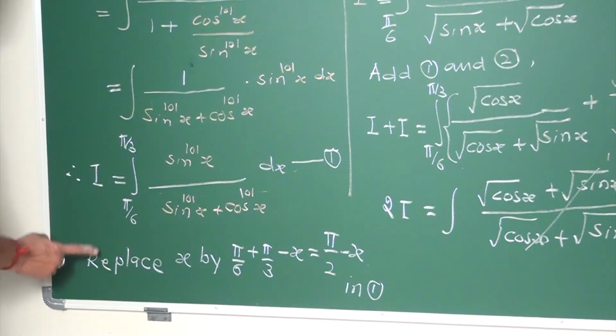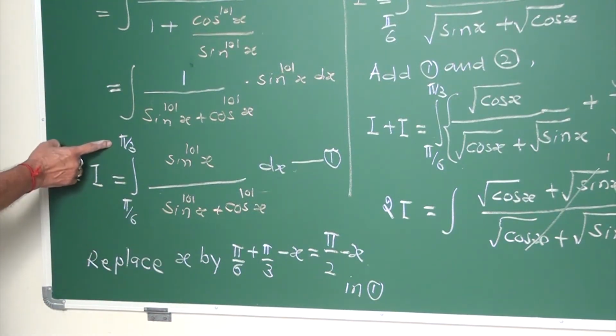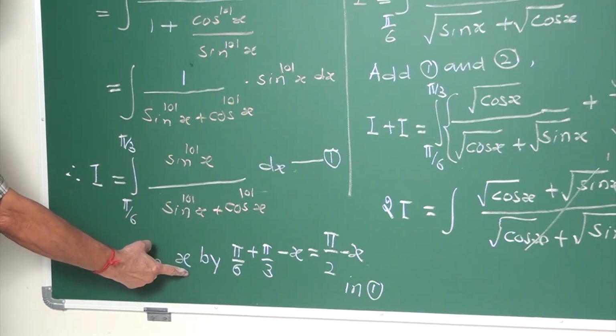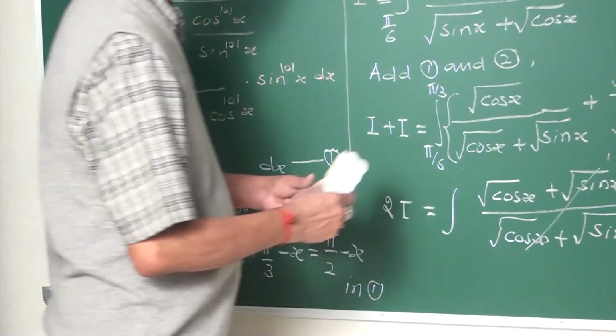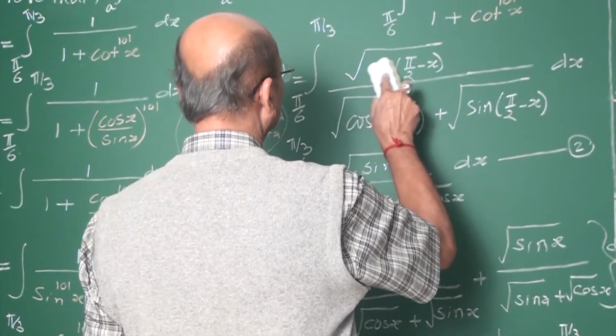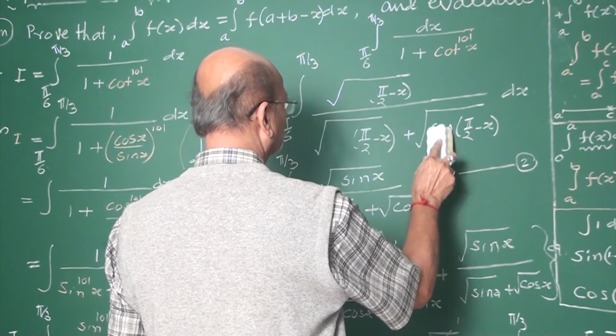This is I. Replace your x by a plus b minus x. Same thing, my friends. Then replace it.